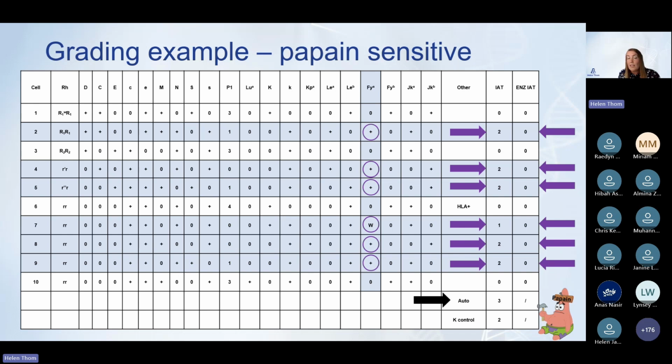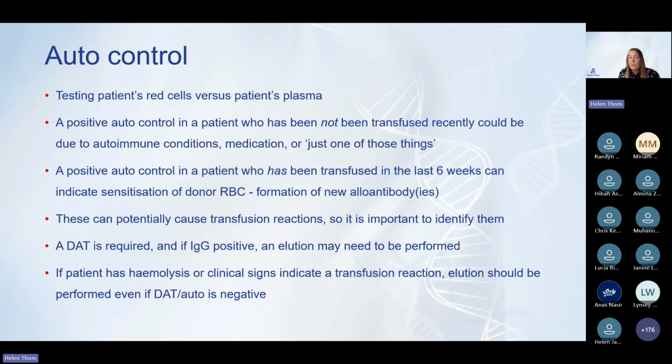But in this case, we've actually got a positive autocontrol. So when we're testing the patient's autocontrol, this is the patient's red cells versus their plasma. The positive autocontrol in a patient who hasn't been transfused can be due to autoimmune conditions, might be some medication they're on, or it's just one of those things. Sometimes you do just get a DAT pos patient, it's 1 in about every 8,000, I think. Just one of those things.